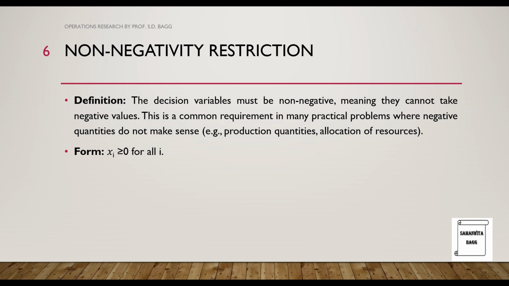Example, production quantity. Suppose you are producing x1, x2, x3, x4, these are the products that you are producing. They cannot be negative. They have to be positive. Allocation of resources. Similarly, if you are allocating resources, they cannot take negative values. They have to be positive.